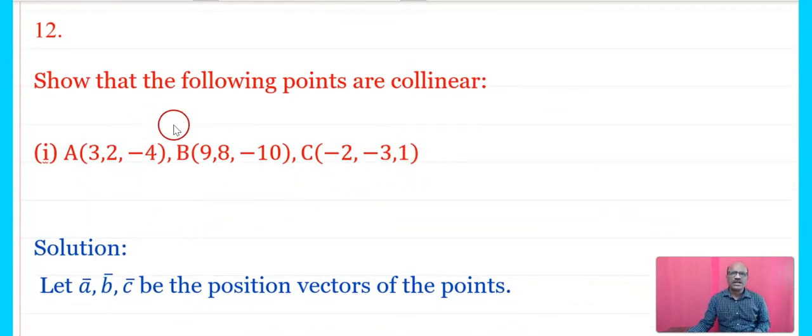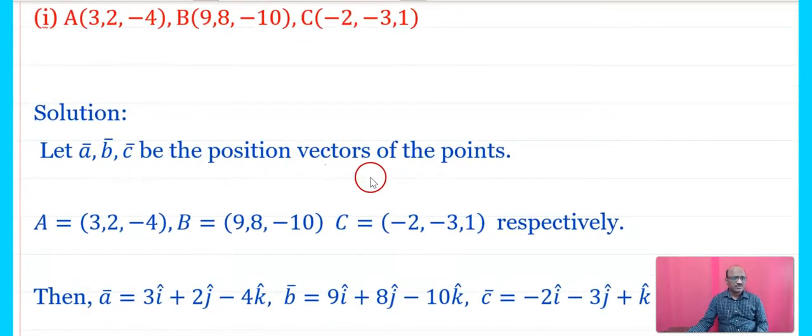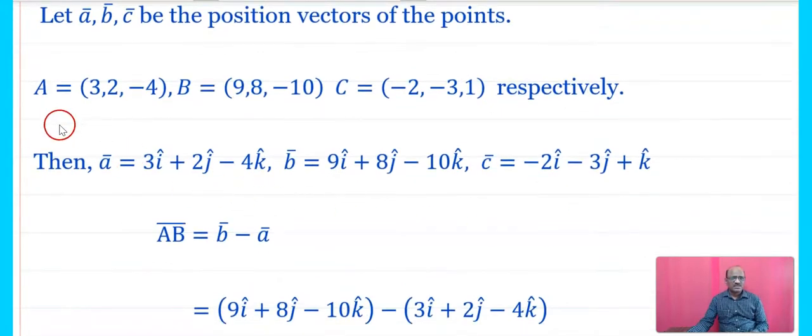Next question. Show that the following points are collinear. The coordinates of the point A are (3, 2, minus 4), B is (9, 8, minus 10) and C is (minus 2, minus 3, 1). Let A bar, B bar, C bar be the position vectors of the points A, B, C respectively. The position vector A bar is 3i cap plus 2j cap minus 4k cap. B bar is 9i cap plus 8j cap minus 10k cap. And C bar is equal to minus 2i cap minus 3j cap plus k cap.